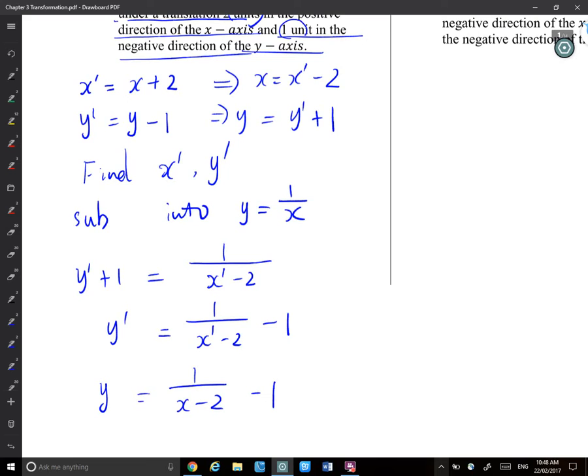Okay, so given the original one, you need to make x, y the subject because I want to substitute that into the original function in order to get the x dash and y dash graph.